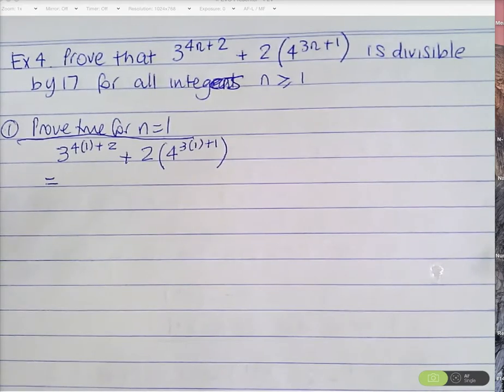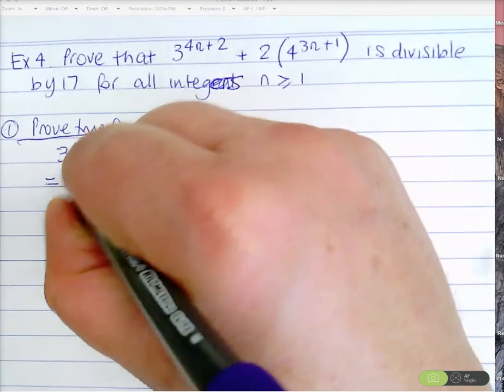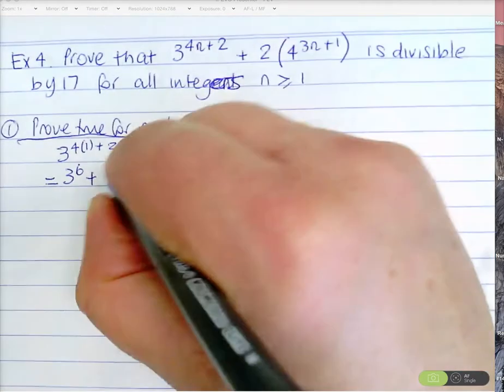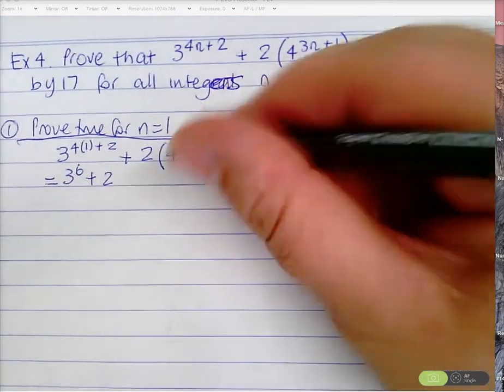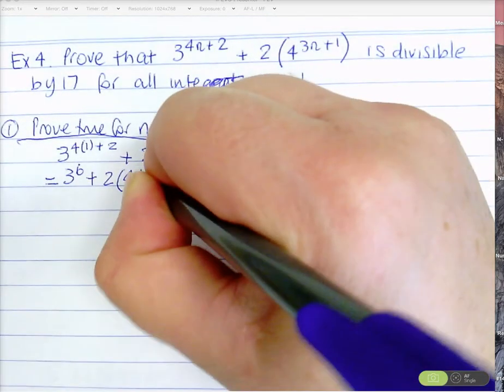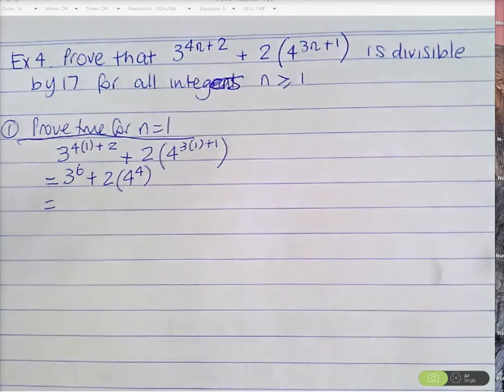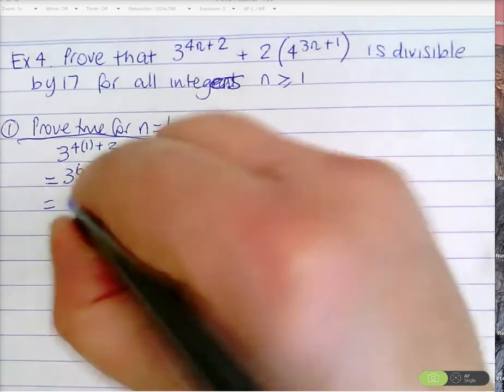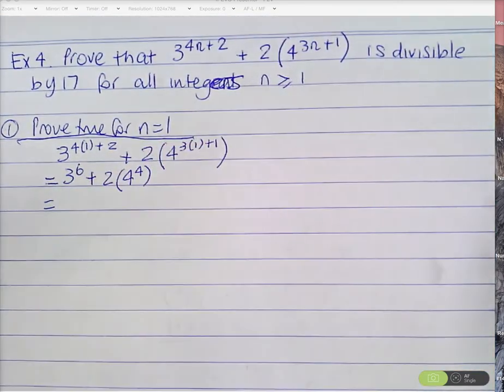Okay, 3 to the what? You'll have to work this one out. Plus 2 times 4 to the 4. And that's definitely not 8 to the power of 4, please. It's 2 times 4 to the power of 4. What's that? No, it's not. It's 729 plus 512.